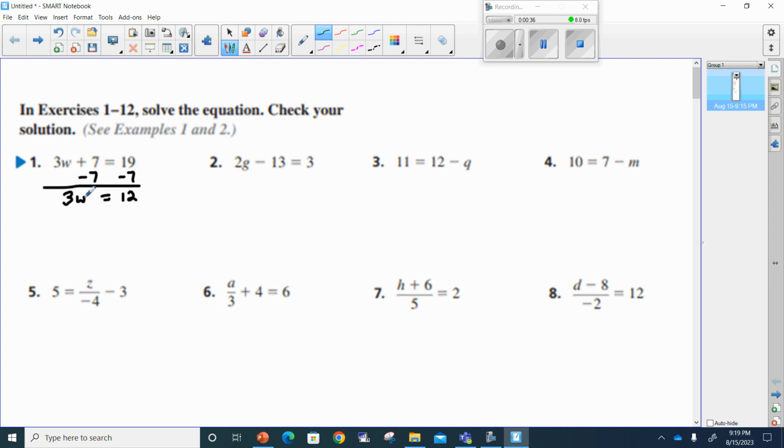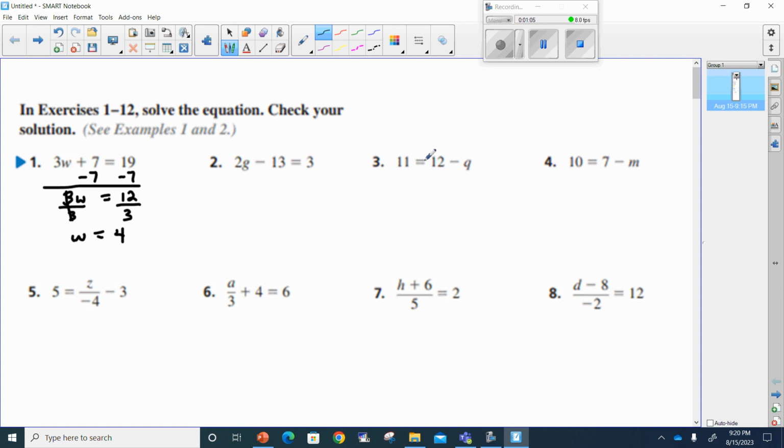Again, I have to isolate W. So since I'm multiplying 3 to W, I'll divide it away. Remember, I have to do the opposite. And whatever I do to one side of the equation, I do the other. 3 divided by 3 is 1, leaving me with W. And 12 divided by 3 is 4, so my answer must be 4. If I check it, 3 times 4 is 12. 12 plus 7 is 19. That checks good. Let's go to number 3.